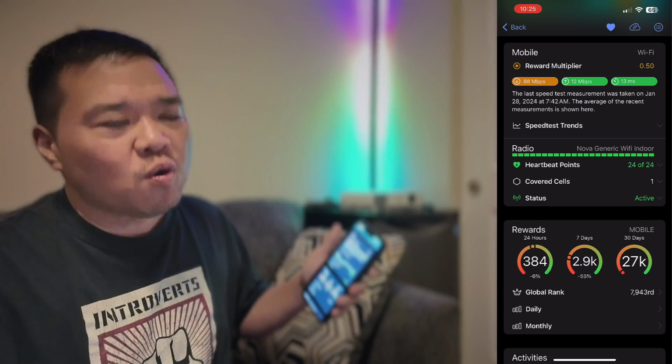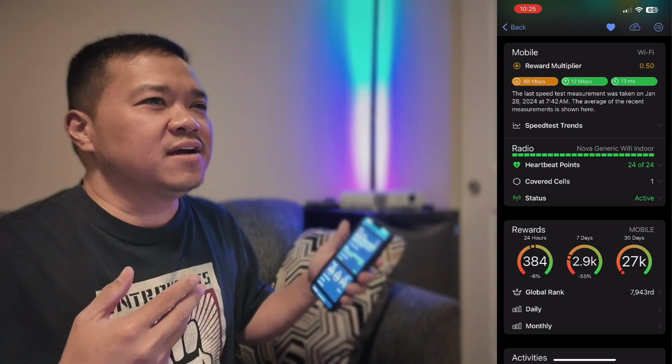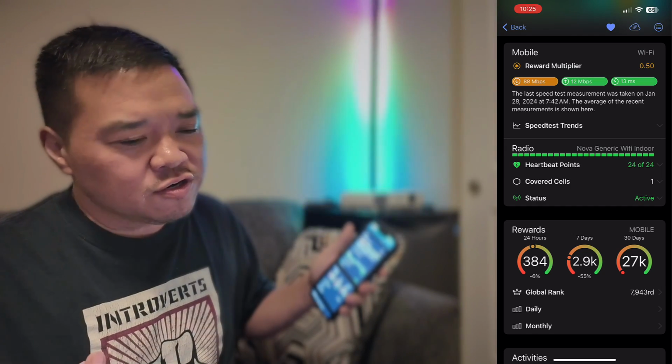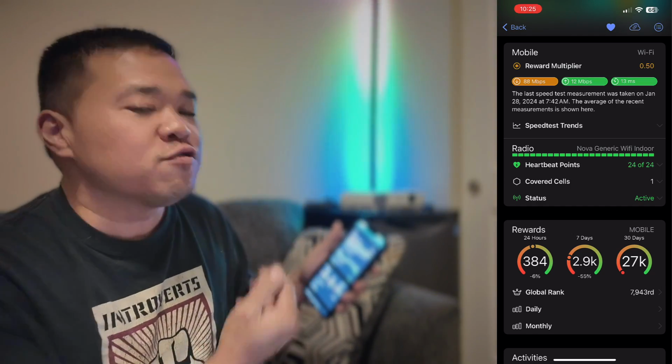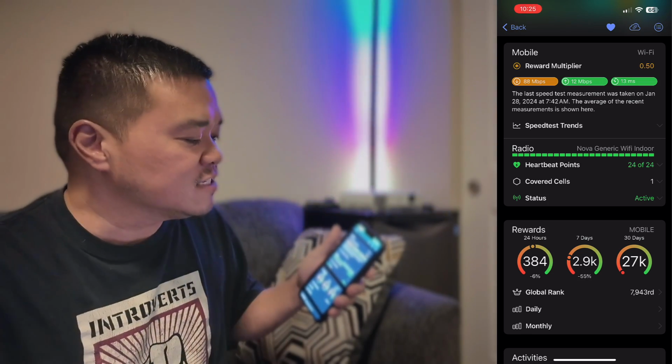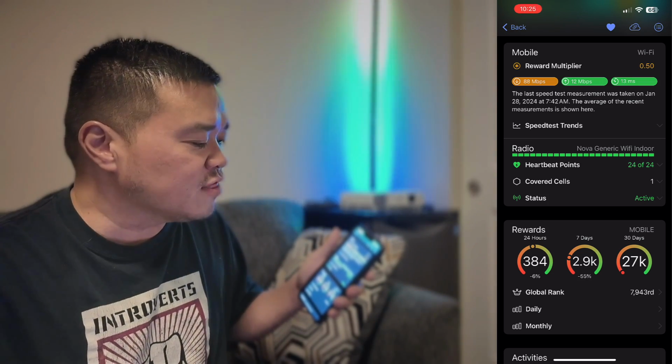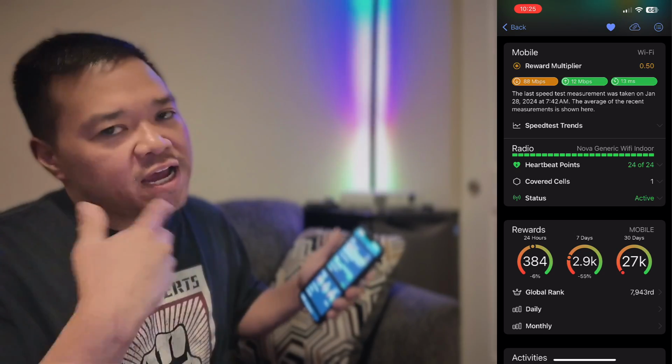It was like this for a while. I thought it might be the PoE injector. I bought a new one, replaced it, had to wait until another measurement of speed was taken. As it says here, last measurement was taken on January 28th at 7:42 a.m. for this one. Had to wait for the other one.